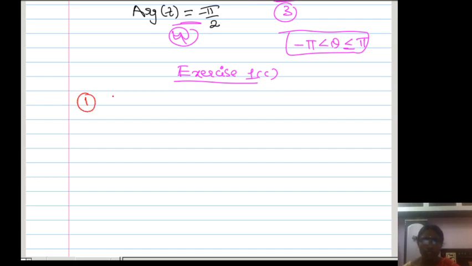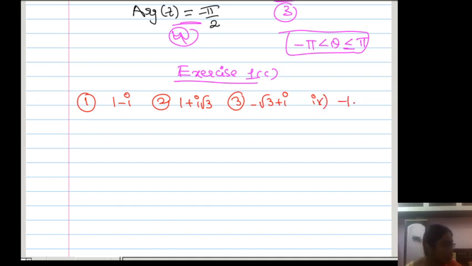What is the first? We have 1 minus i. Second one, 1 plus i root 3. Third one, minus root 3 plus i. Next, fourth one, minus 1 minus i root 3. So what is your question? For these complex numbers we have to write modulus amplitude form, which means you have to write in polar form.